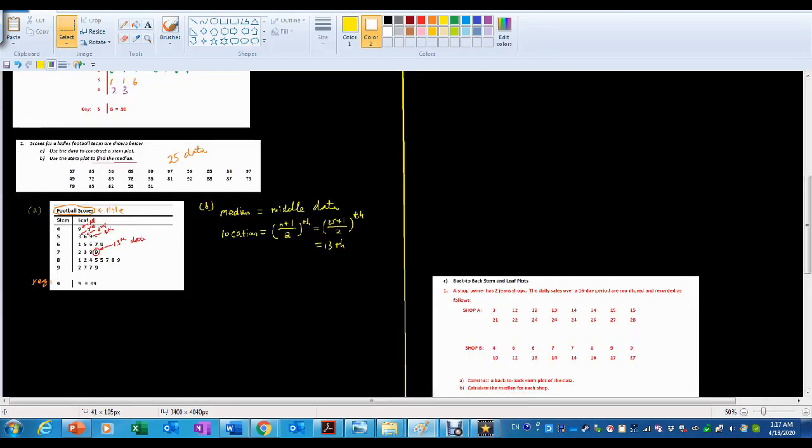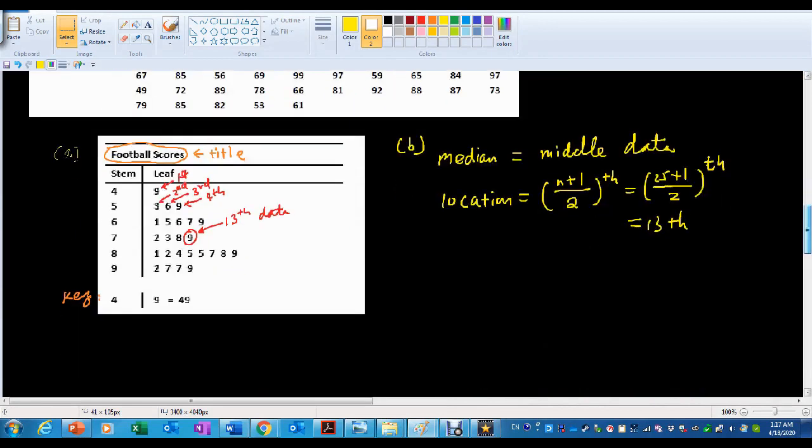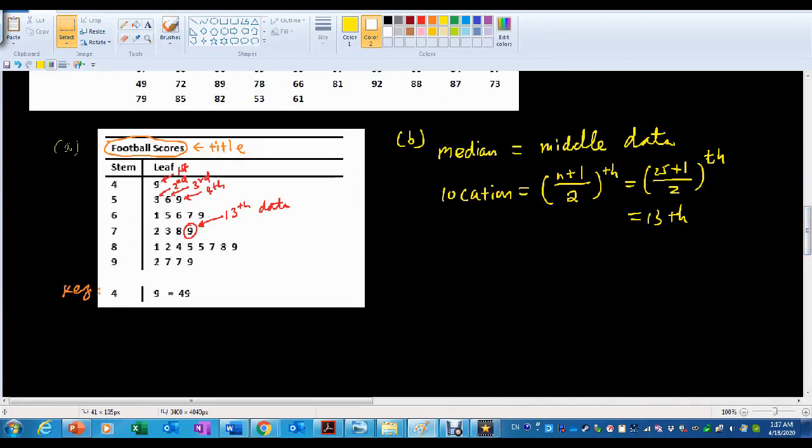We know the location should be the 13th data. So how could we find the 13th? It should be here. So 9 is the first, 3 is the second, and so on. The 13th data should be here. That's 9. So what's the median?